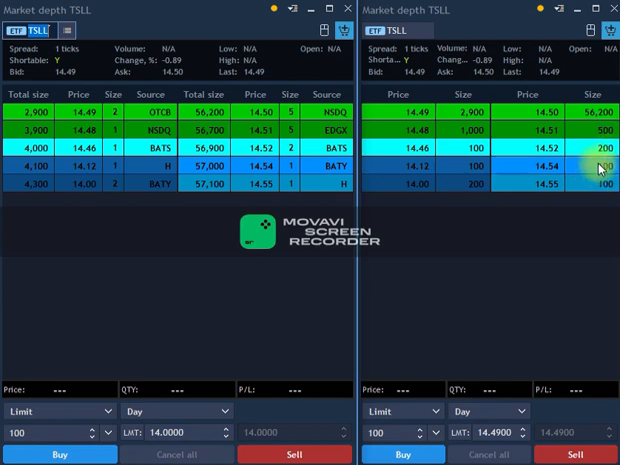So you can see here, guys, there's a 56,000 share seller at 1450, and at 1449 the buyer is willing to pay only 1449, and is looking only for 2,900 shares. So what do you think will happen here in this case?